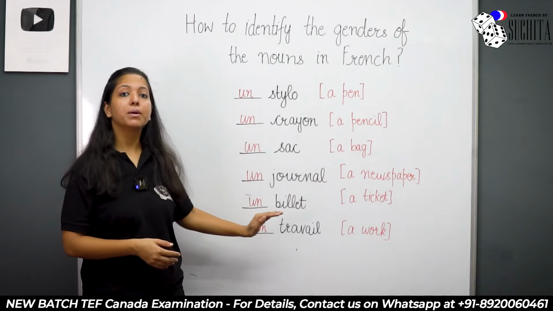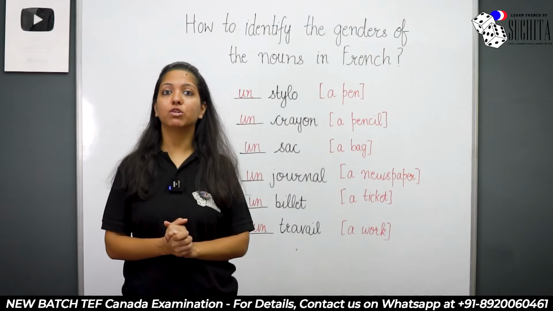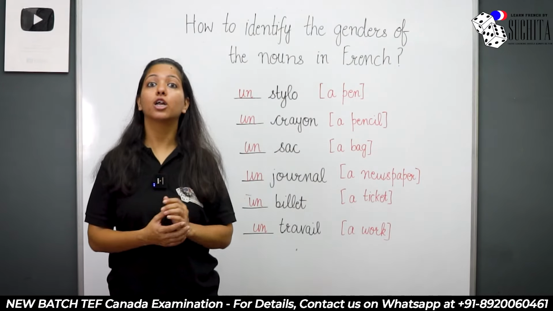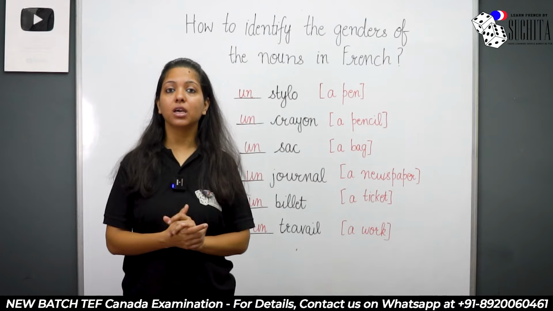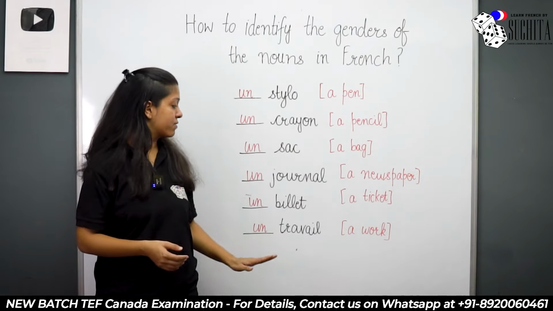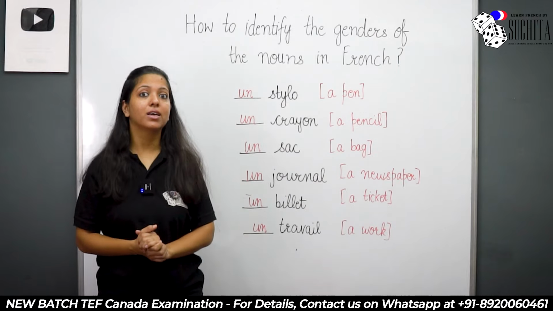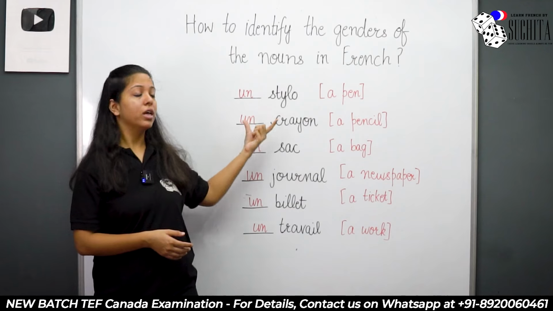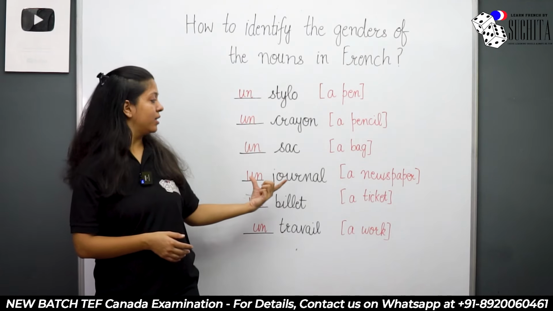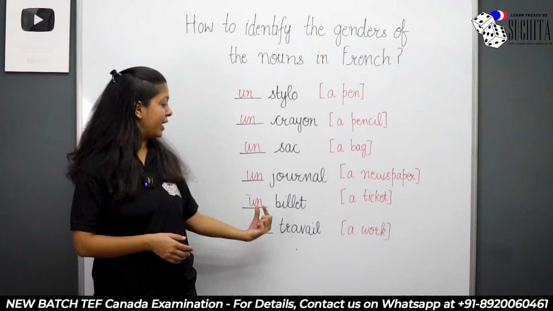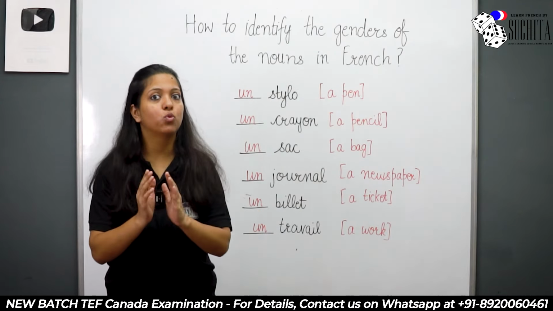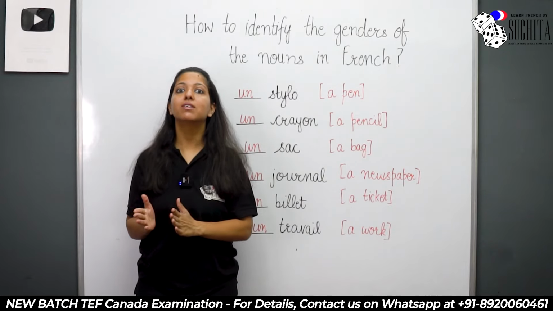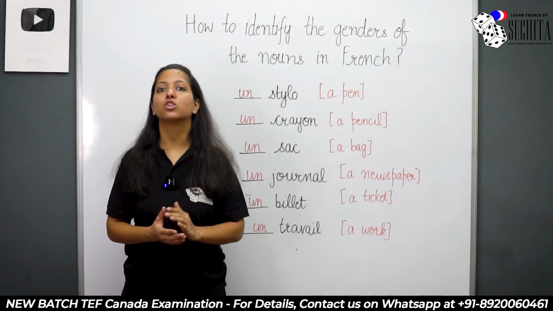The next one is un billet, which means a ticket. That can also mean a note, like a note of 10 rupee, a note of 10 euros. The next one is un travail, which means a work. So un stylo, un crayon, un sac, un journal, un billet et un travail. So the words ending with E, 70% of the times they are going to be feminine, and the words which are not ending with E, they are going to be masculine.